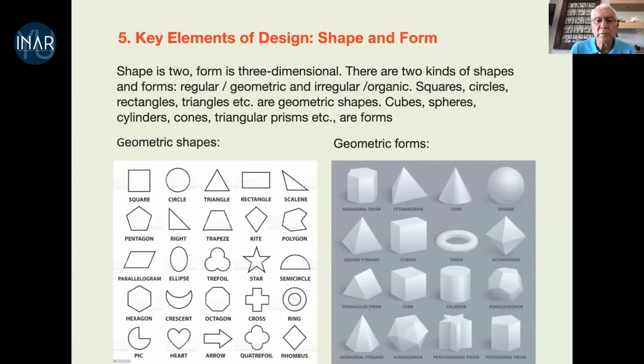Of course, one of the key elements of design are shape and form. Shape is two-dimensional and form is three-dimensional. So when we are talking about shapes, we are actually making reference to geometric forms like square, circle, triangle, rectangle, but they may be regular or irregular as well. Squares, circles, these are geometric shapes. And cubes, spheres, cylinders, cones are forms, three-dimensional forms that we are using in our design.